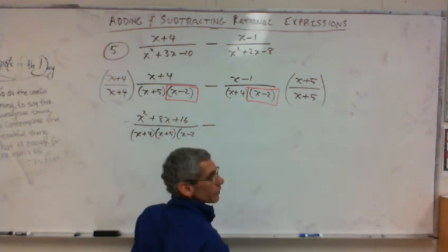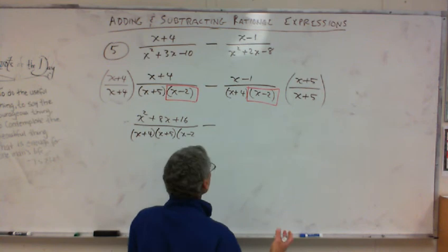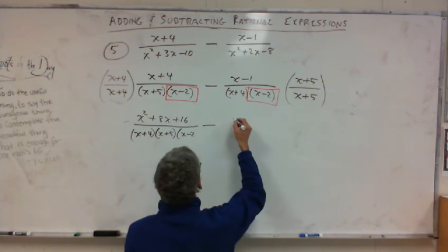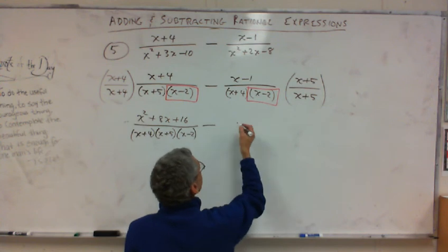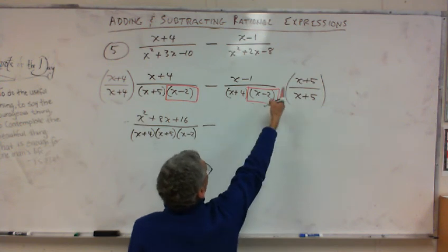You see what I mean when I said these are the most difficult of all of them? There's a lot of steps. Gary, you have to close that parentheses on the x minus 2. Thank you. They're not hard, they're just long. They just take a lot of steps. So now x minus 1 times x plus 5.